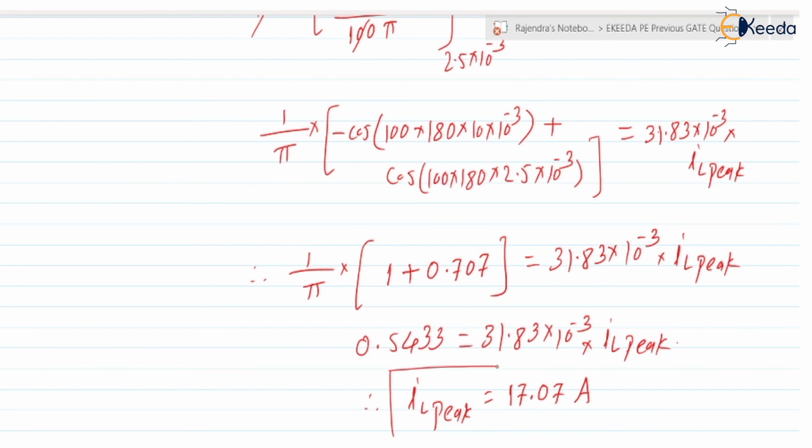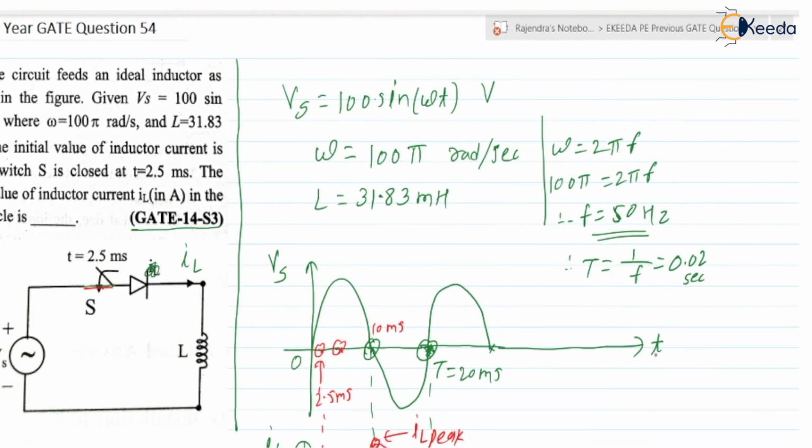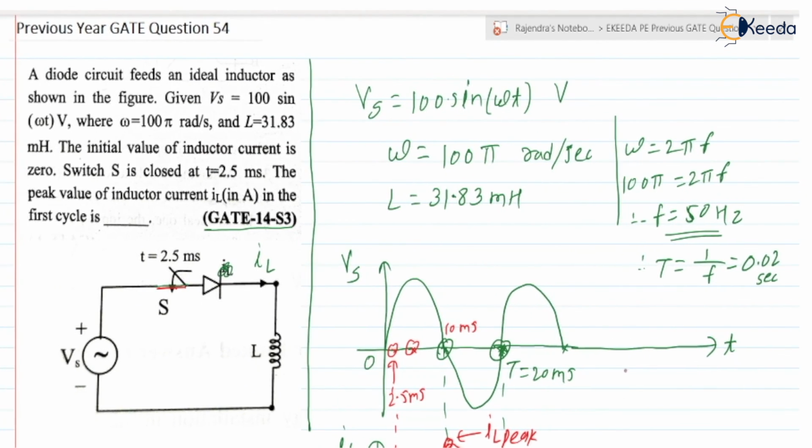This is the IL peak we are having, right? This is the peak value of the inductor current at the end of the first cycle, 17.07 ampere. Is this clear? So this is about question number 54.